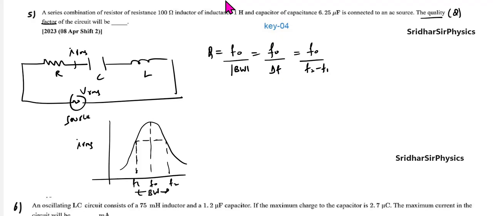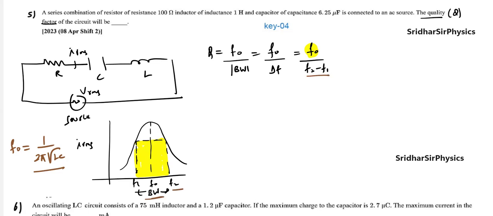If you get a graphical question, take help of this. So there is nothing called any frequency information. F naught we know. So what is F naught? Resonant frequency of the circuit is 1 by 2 pi under root of LC. So we know F naught. Bandwidth we don't know, that we can take as F2 minus F1.